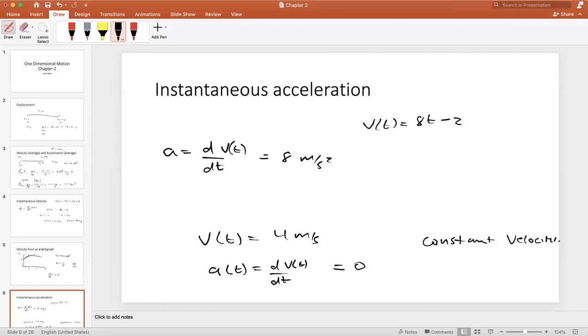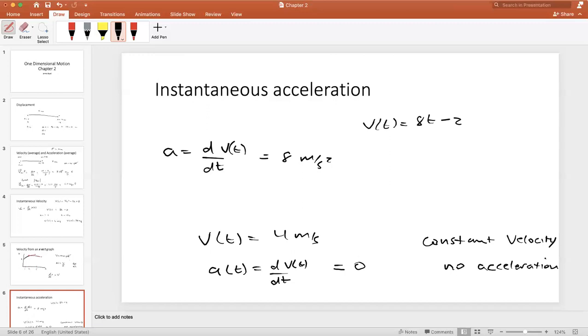then we have no acceleration. And that should make sense to you in words. The velocity isn't changing, so the time rate of change of the velocity is 0. There's no change of the velocity if the velocity is constant.